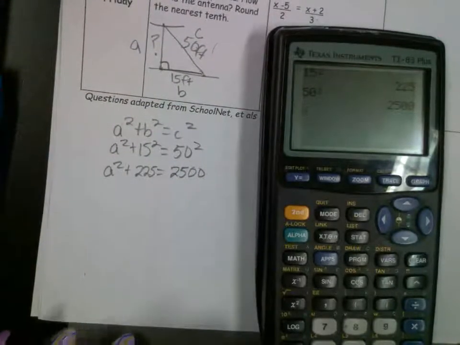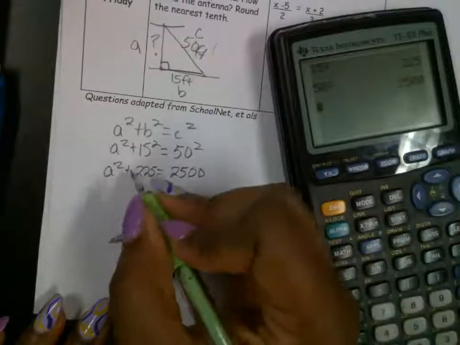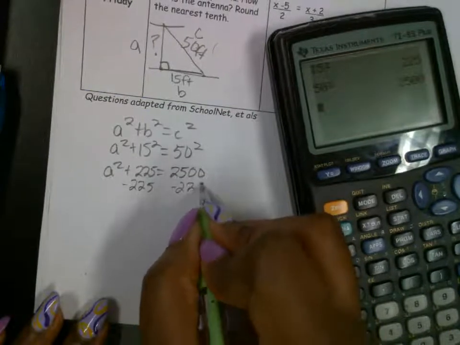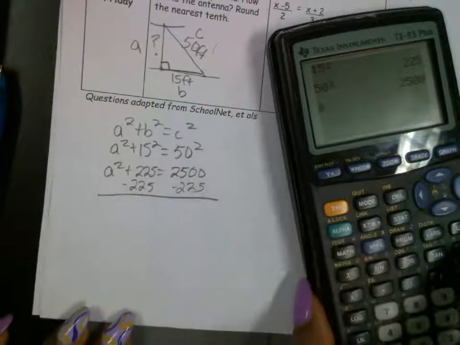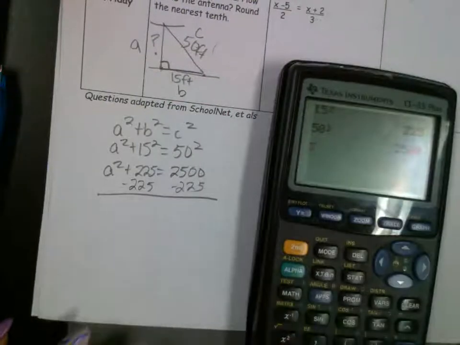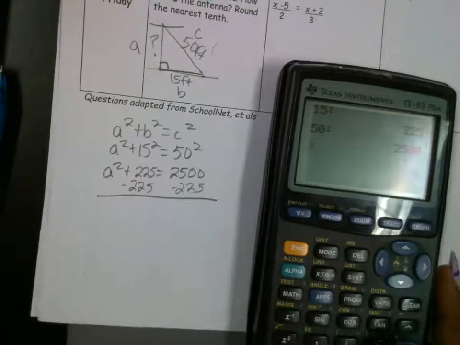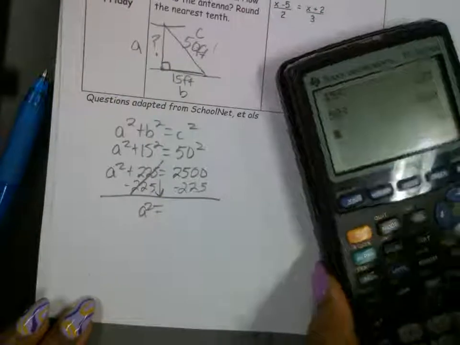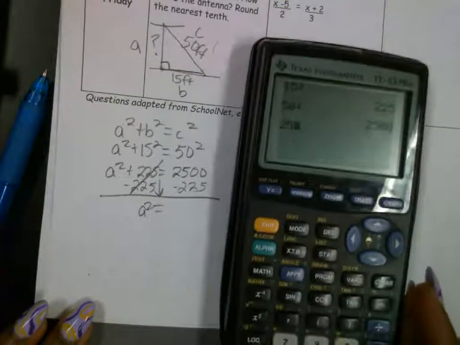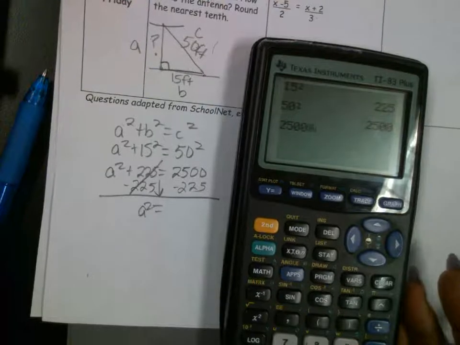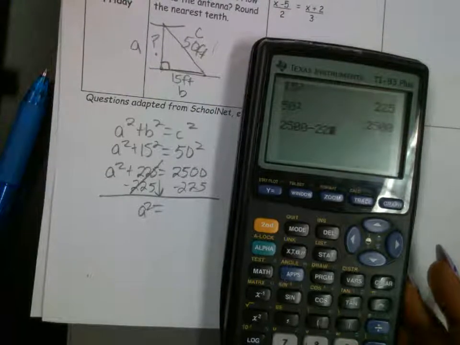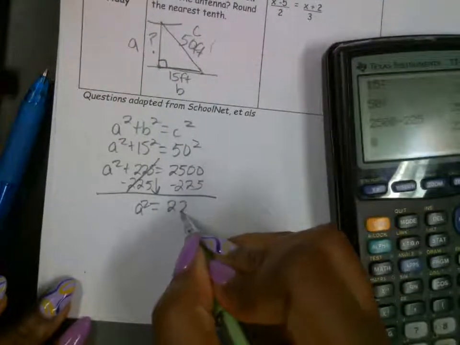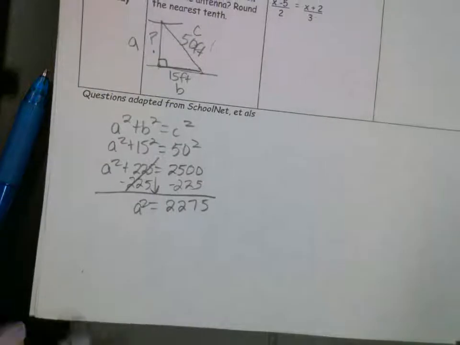So now, in order to get A by itself, what do we have to do? We're going to subtract 225 on both sides. When you subtract, this is gone, and we're left with A squared is equal to, and let's type this in, 2,500 minus 225. What does that give you? 2,275. Okay, let us process. I'll give you a little time.